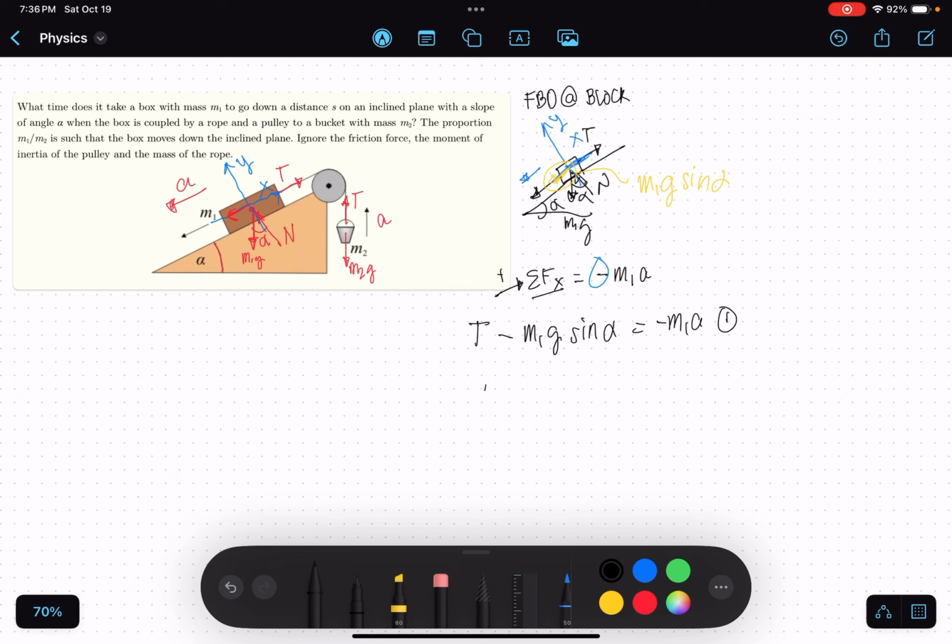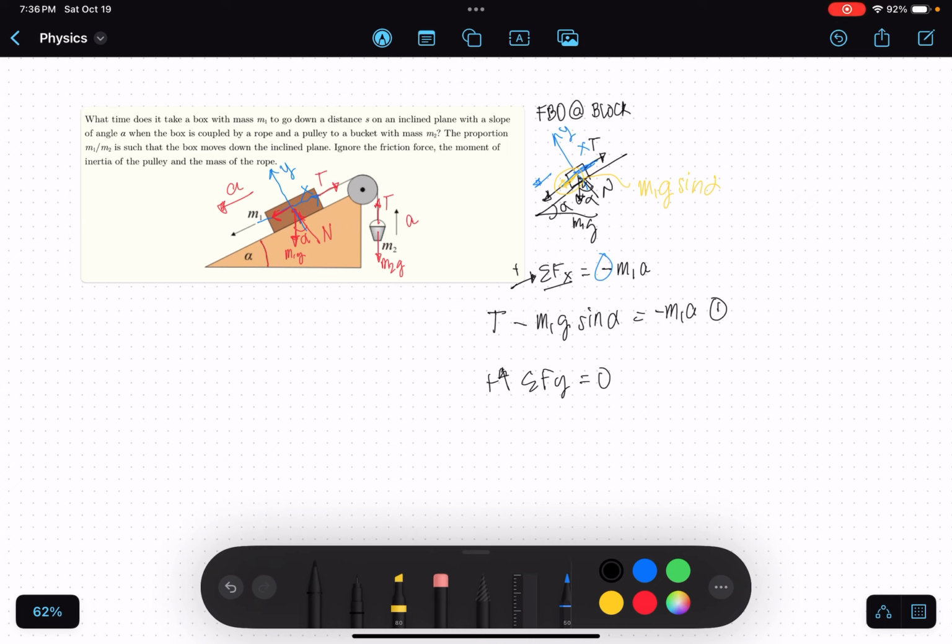y-axis. So y-axis going up positive, but the summation is 0. Okay, summation is 0. So you have N minus M1G cosine alpha equals 0. That will be equation number 2. But take note that this equation number 2, hindi po siya magagamit. Then another class is the free body diagram of the bucket. So FBD at the bucket.